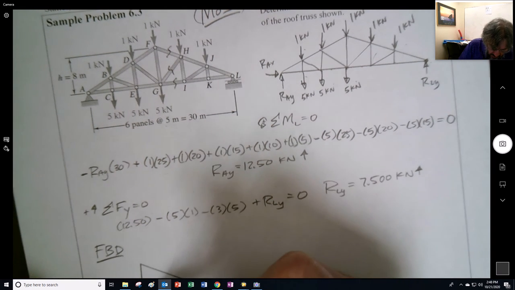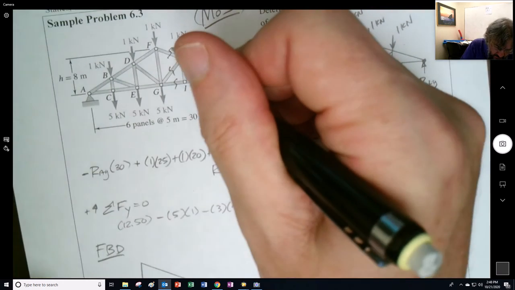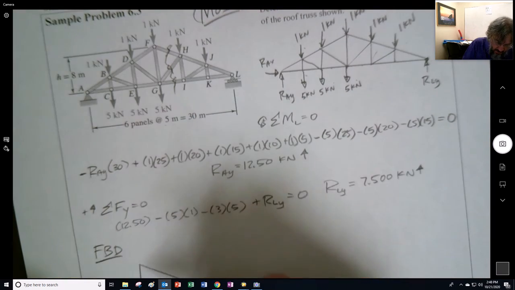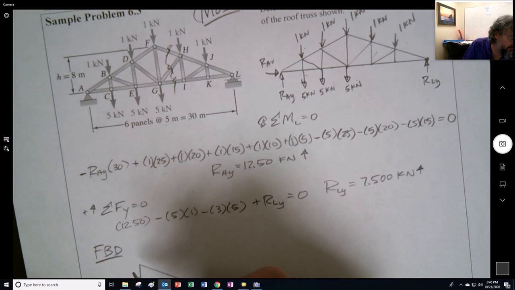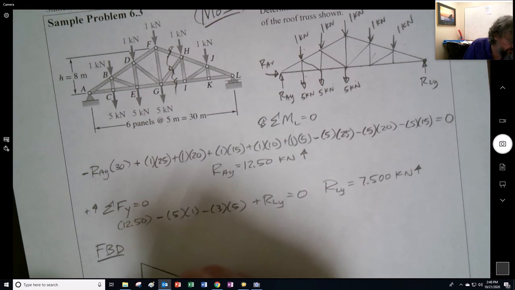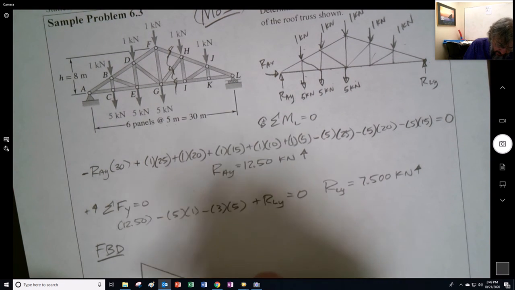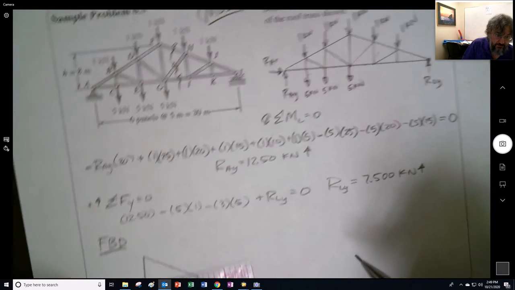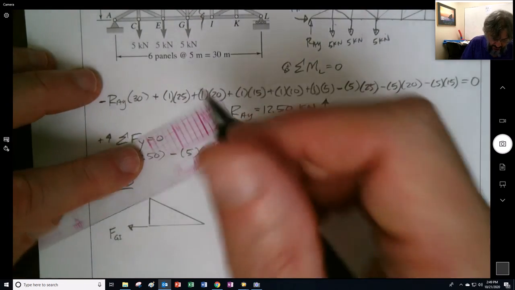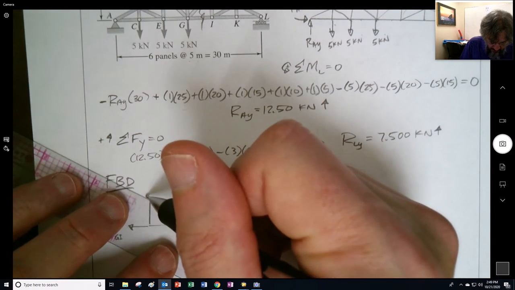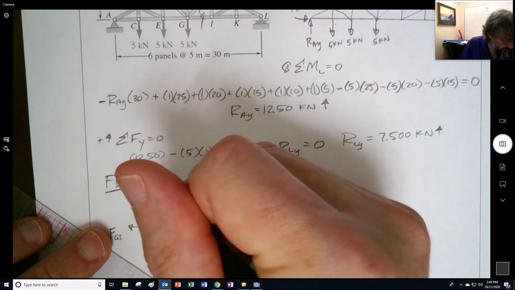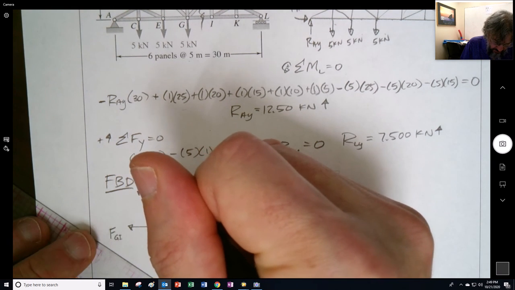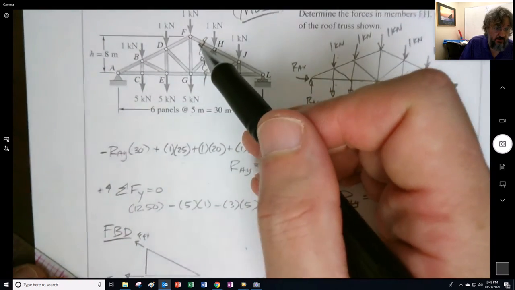So I'm going to take my section right along there, and we're going to assume all of them are in tension. That's my approach, and I will try to be consistent in that, to take everything in tension. So what we'd find here is FH right there, because it's going between.